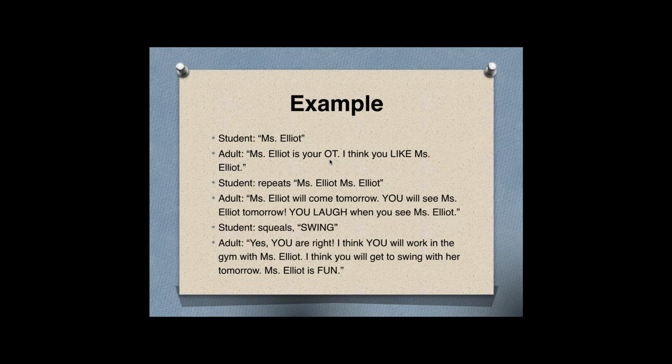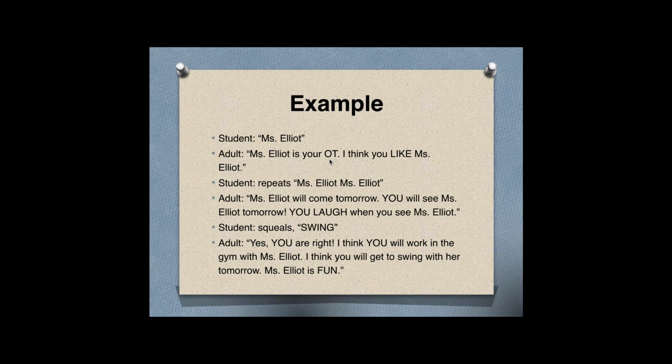And all I'm trying to show in these examples is that we're not modeling back what we know the student can already say. We're not saying, yes, Ms. Elliott is coming tomorrow, show me Ms. Elliott. We're not saying, yes, Ms. Elliott is going to swing with you, show me swing. We're trying to expand past that. So right now, our student is clearly showing a lot of enjoyment about her OT sessions, a lot of enjoyment of this person, and so we're going to expand to something the student can't currently say or isn't currently saying, such as Ms. Elliott's fun.